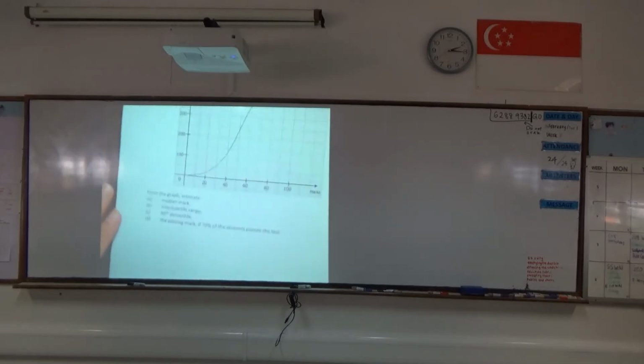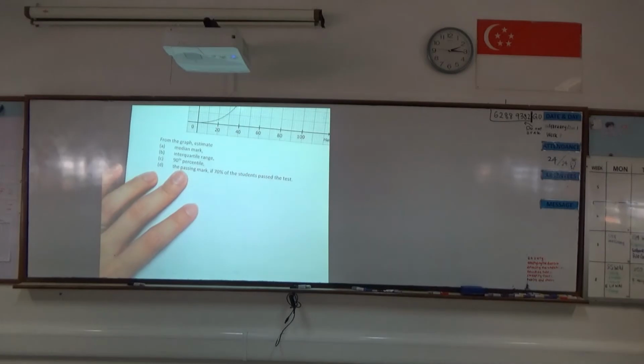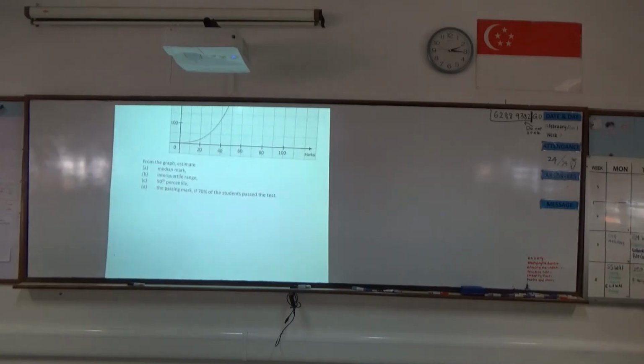I want you to spend about maybe 5 minutes to do A, B, and C. Figure out the median mark, the interquartile range, and the 90th percentile.